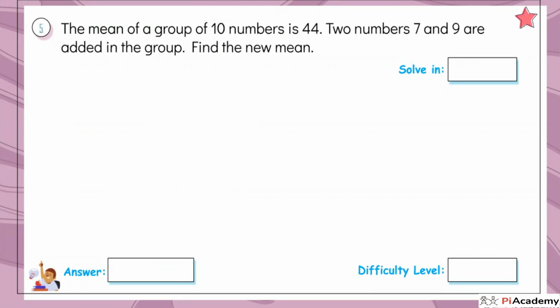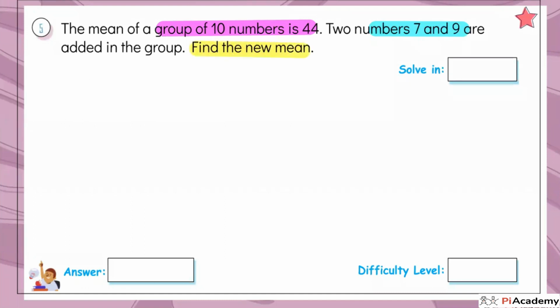The mean of a group of 10 numbers is 44. Two numbers, 7 and 9, are added to the group. Find the new mean. Okay, everybody, you already have one mean for a group of 10 numbers. Now you are adding two new numbers, 7 and 9. So what is your new mean?